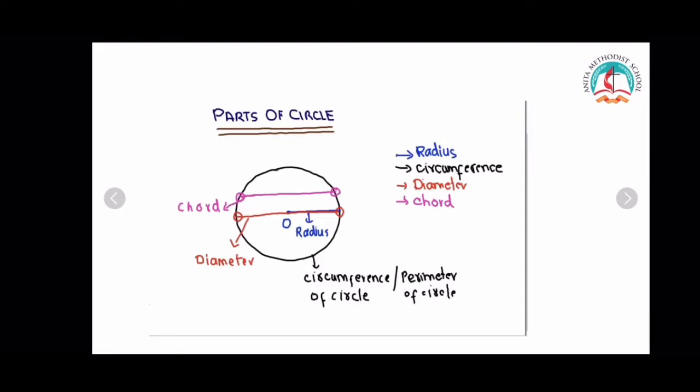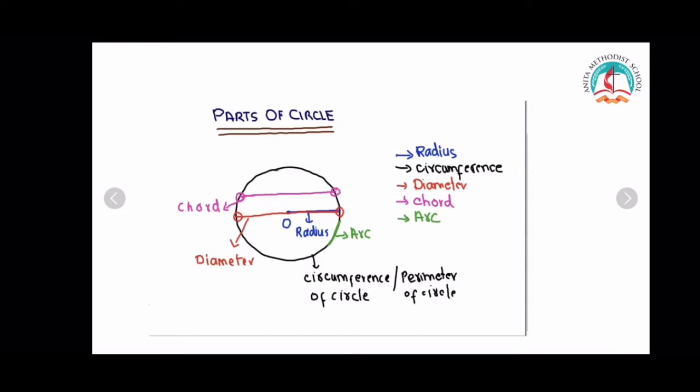Next part of the circle is arc. What is arc? If I take this part of the circumference of the circle, or any part from the circumference of the circle, that is called the arc. So this is called arc. It doesn't matter where you take it from. So I'll say that arc is basically the part of the circumference of the circle. So keep this in your mind, that is what an arc is.